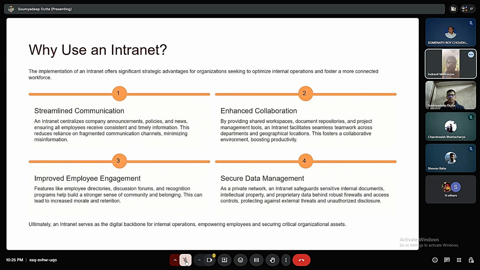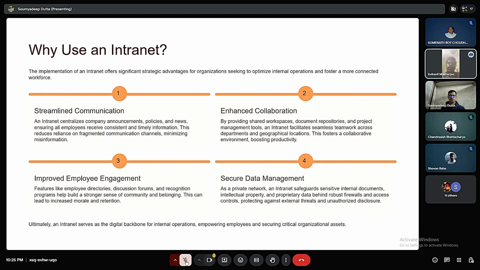In this slide, we will see the importance of using an intranet within an organization. An intranet helps in streamlining internal communication by providing a centralized platform for sharing company announcements, policies, and updates. It also supports enhanced collaboration, allowing employees across departments to work together using shared documents and internal tools, which improves productivity.